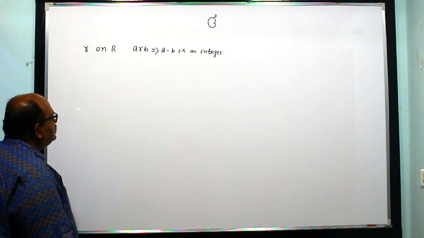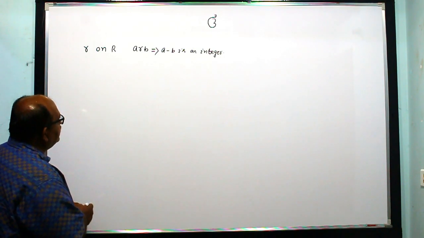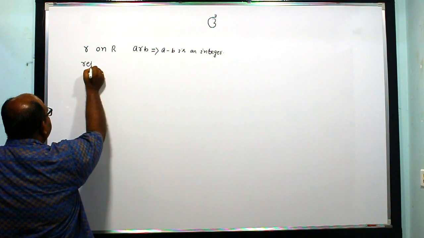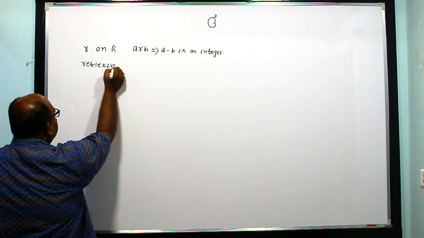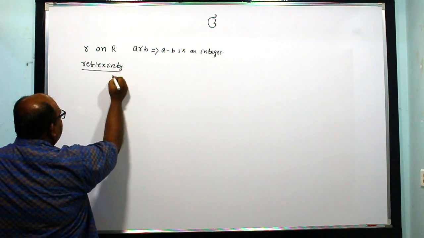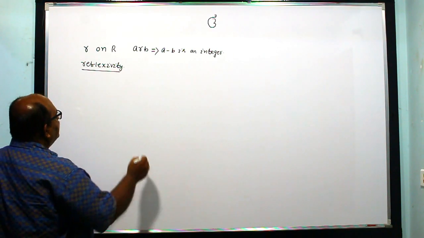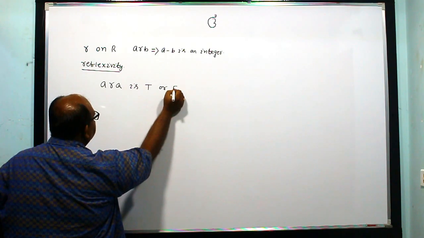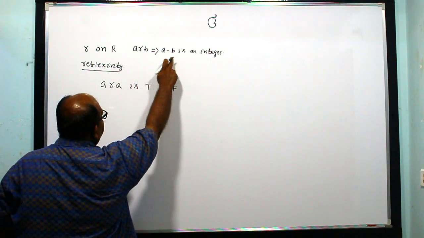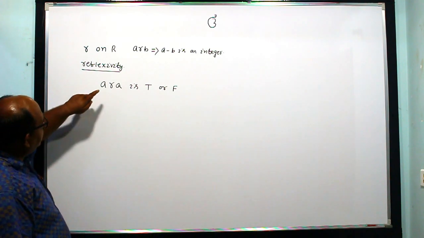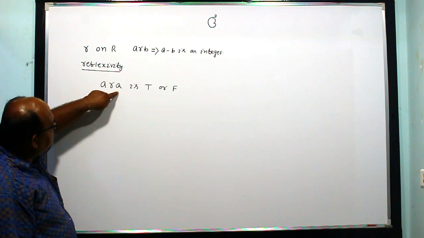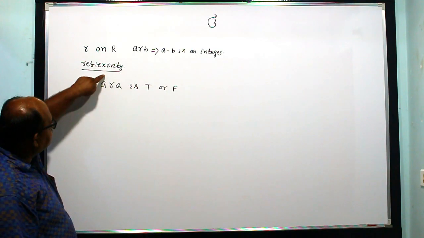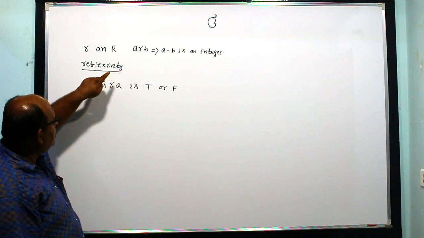Let us discuss the first part, testing for equivalence. First, testing for reflexivity. What we have to do is see whether A related to A is true or false. A related to B is given by A minus B is an integer. So if A maintains that relation with itself, then it is reflexive. Means if A related to A is true, it is reflexive; if A related to A is false, it is not reflexive.